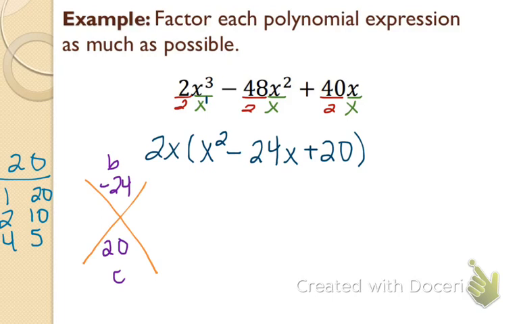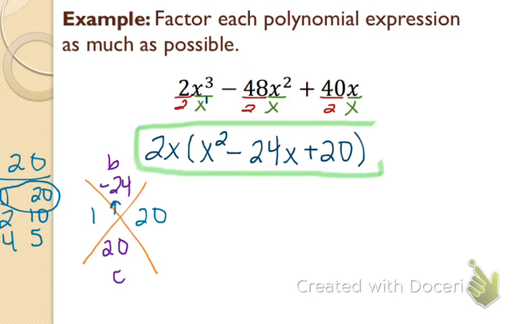So somehow these factors have to give us a 24. Okay, well, it seems like the highest we can do is 1 and 20, but 1 and 20 will never give us a 24. So it seems like we cannot factor anymore. So this is as far as we can go. And that's it. That's our factored answer.